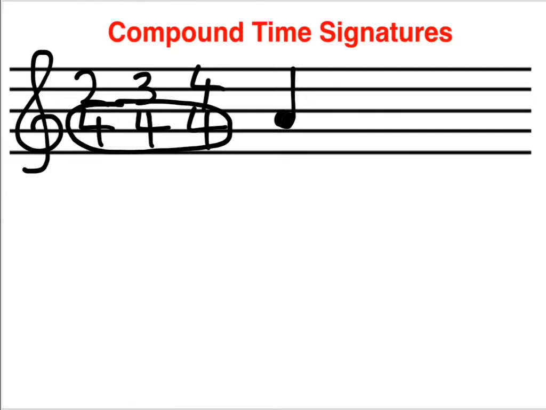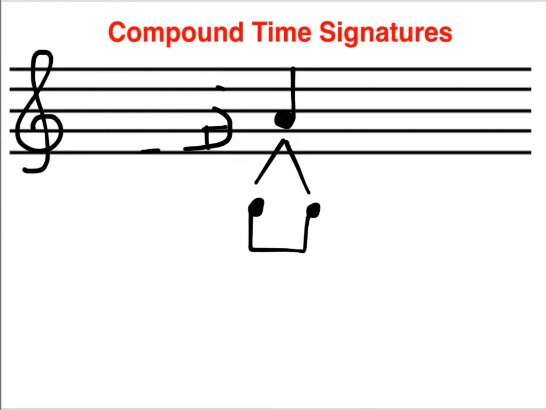Those crotchets can in turn be split into two quavers. So that's what unites simple time signatures in 2-4, 3-4, and 4-4. It also works for any of the other simple time signatures that we looked at as well.